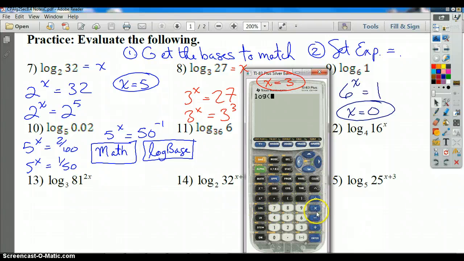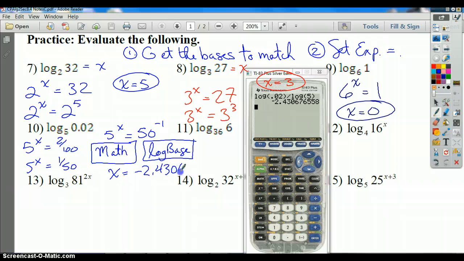of 0.02 divided by log of 5. This is what you should be getting when you do it straight in your calculator. You should get negative 2.430676558.